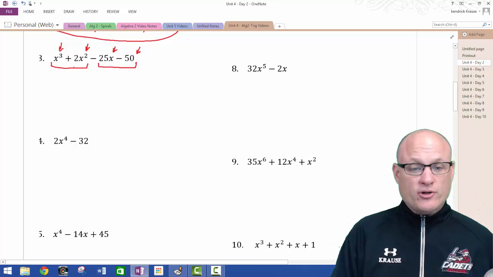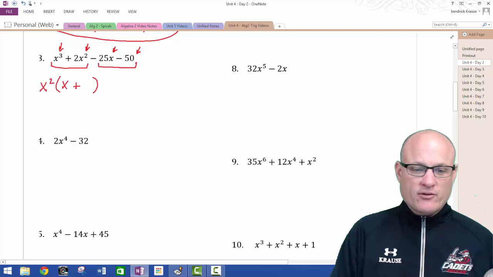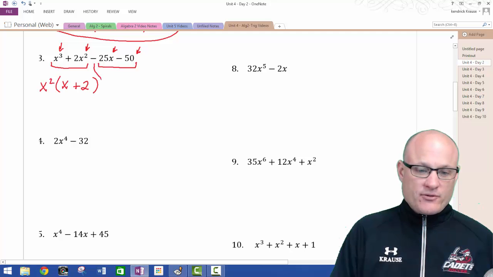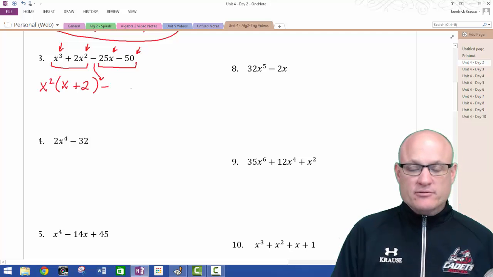Okay, so these two terms have an x squared in common. So if I take an x squared out, put a plus, I've got to fill those holes. Well, take an x squared away from x cubed, I'm left with x. If I take an x squared away from 2x squared, I'm left with positive 2. Now, this negative has to come down. Those of you that factor by grouping, everything gets factored by grouping. You're probably very familiar with this.